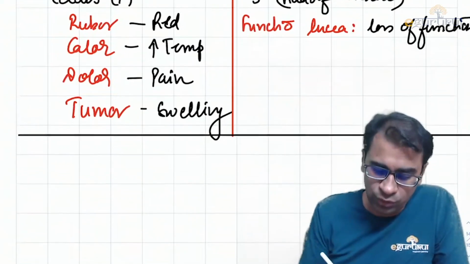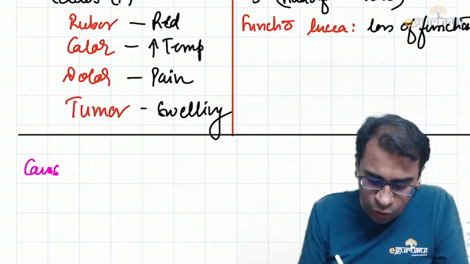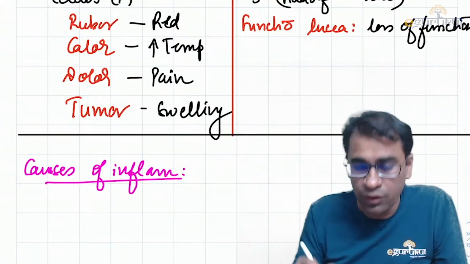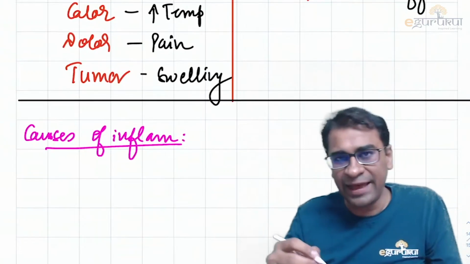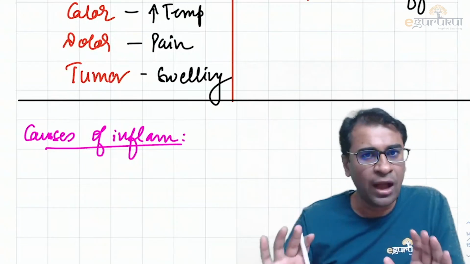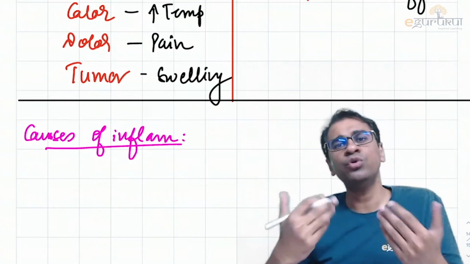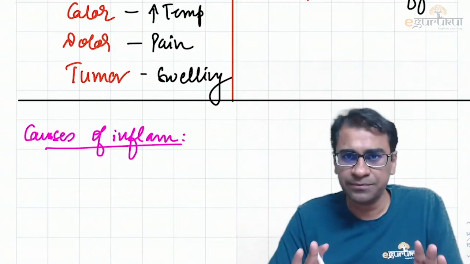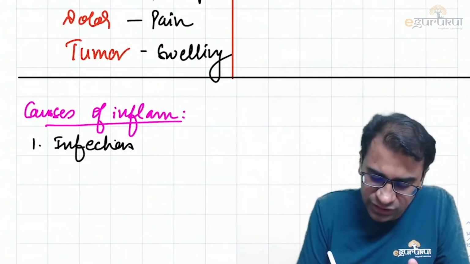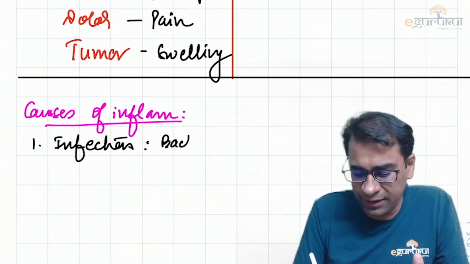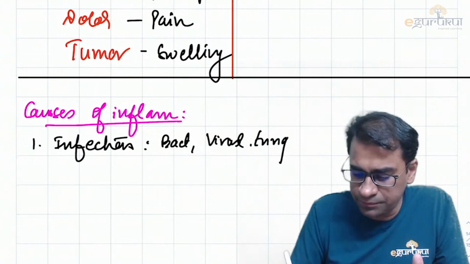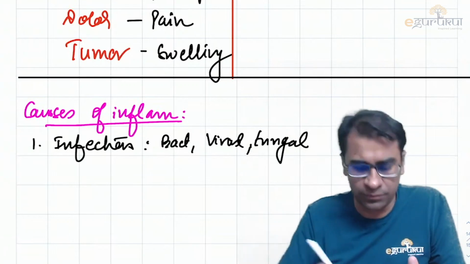So if I now ask you, what are the causes of inflammation? I'm giving you some options. You have to choose and tell me what you think is the best answer. First, infections like bacterial, viral, fungal, parasitic and all.